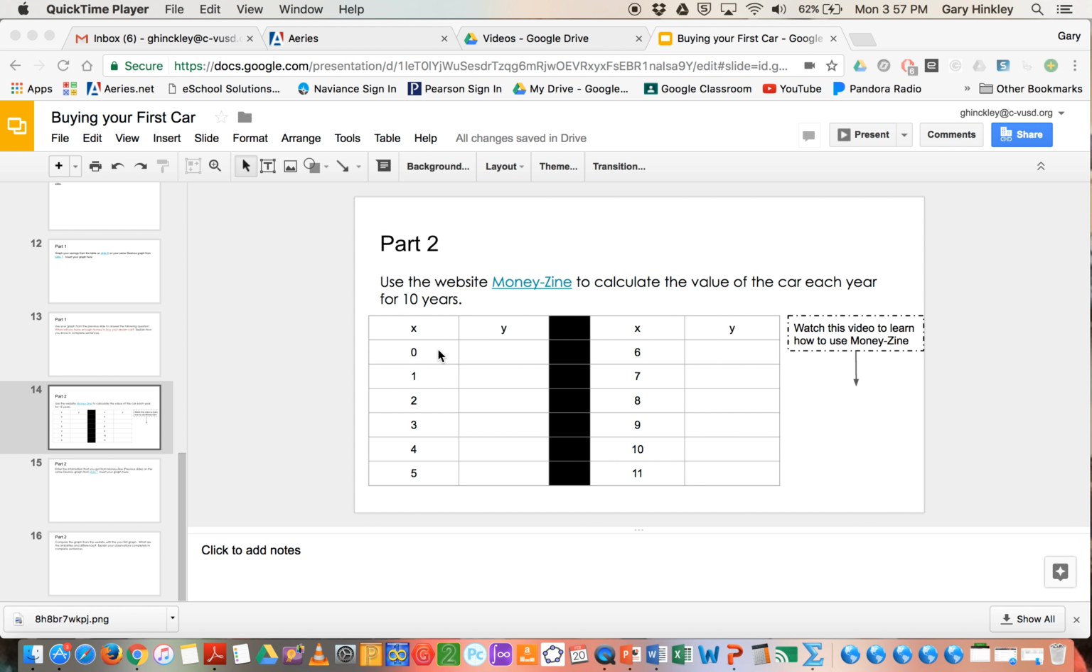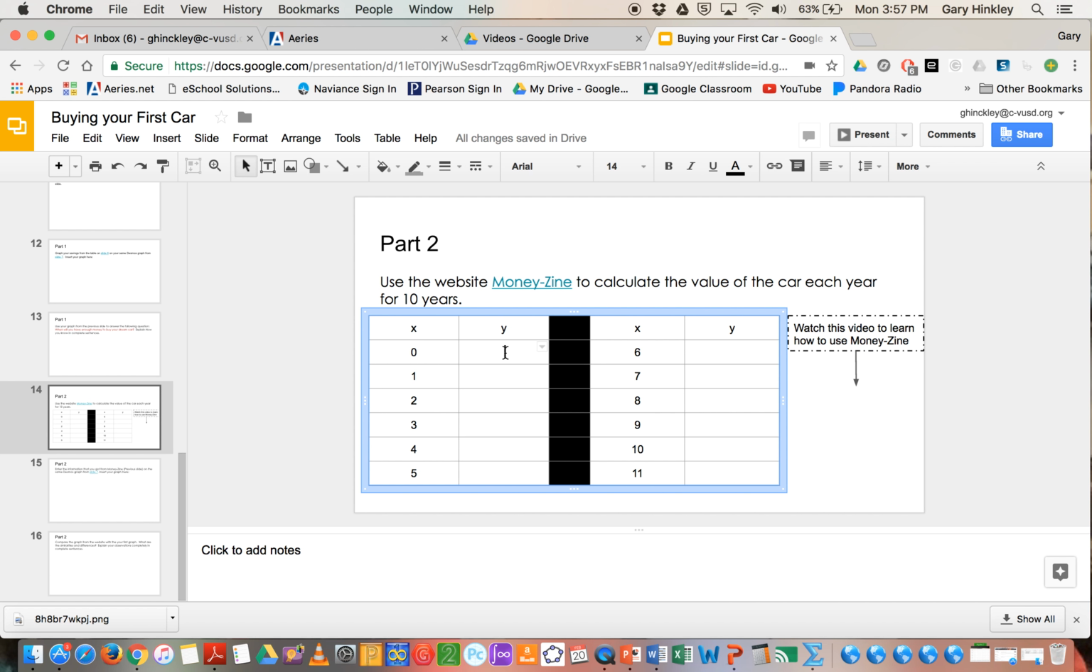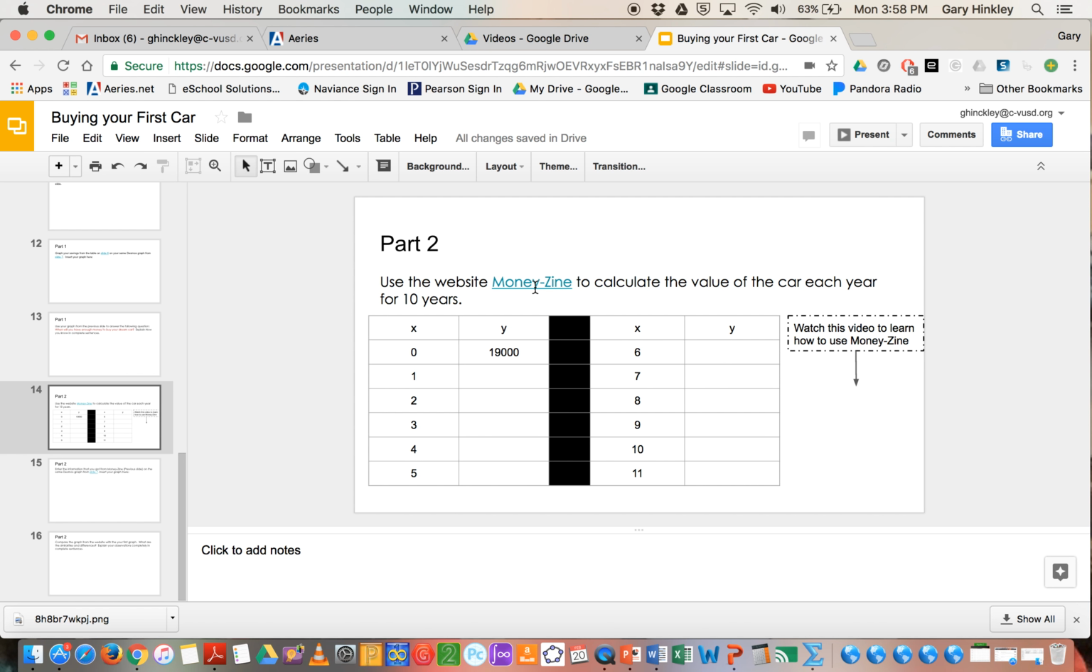First off, I know, as I have seen in the rest of the lesson, that at 0 years, no time has passed. So my value of the car would be the purchase price of the car that I would have received from my teacher. I am going to use 19,000 again, like I did earlier, as a demo. Now I need to find out how much the car is worth after 1 year, 2 years, 3 years, 4 years, 5 years using this website as a calculator.